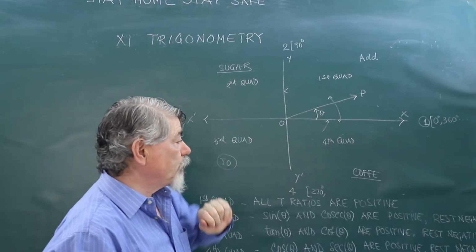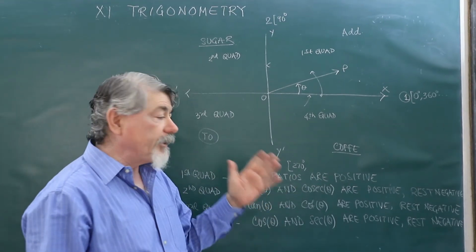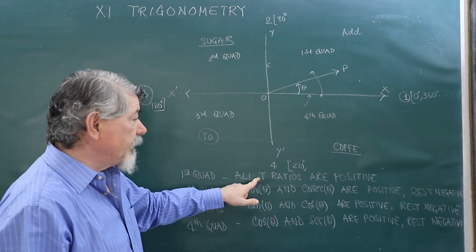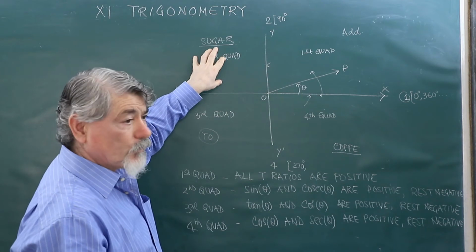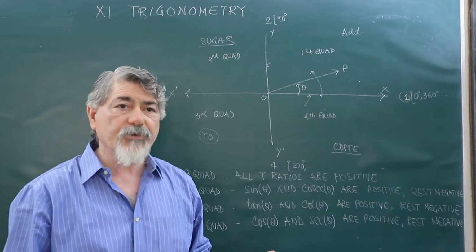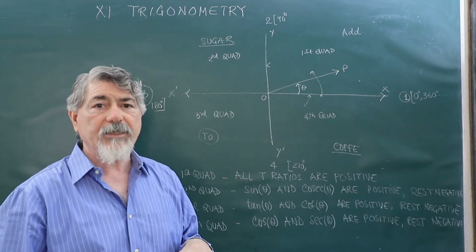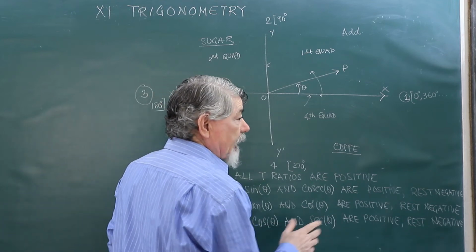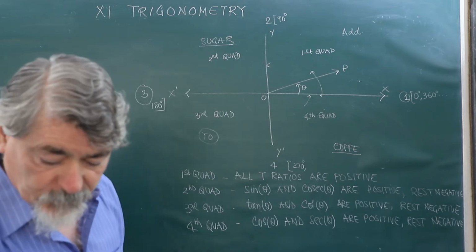In the first quadrant, we told you all trigonometric ratios, or all t ratios. When I say t, that means trigonometric ratios. All t ratios are positive: sine, cos, tan, cosec, sec, cot. In the second quadrant, only sine theta and cosec theta are positive. The remaining 4 will be negative. In the third quadrant, tan theta and cot theta will be positive. The rest are negative. And in the fourth quadrant, cos theta and sec theta will be positive. The rest are negative. And the use of this you will see now.